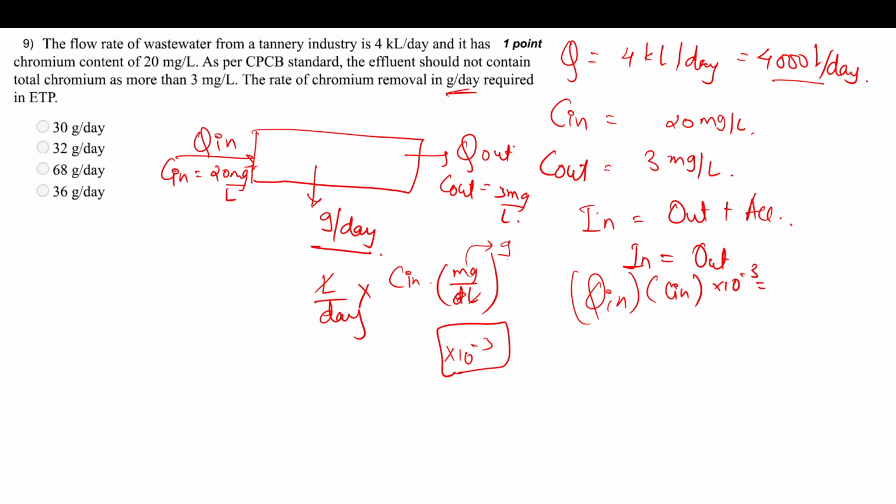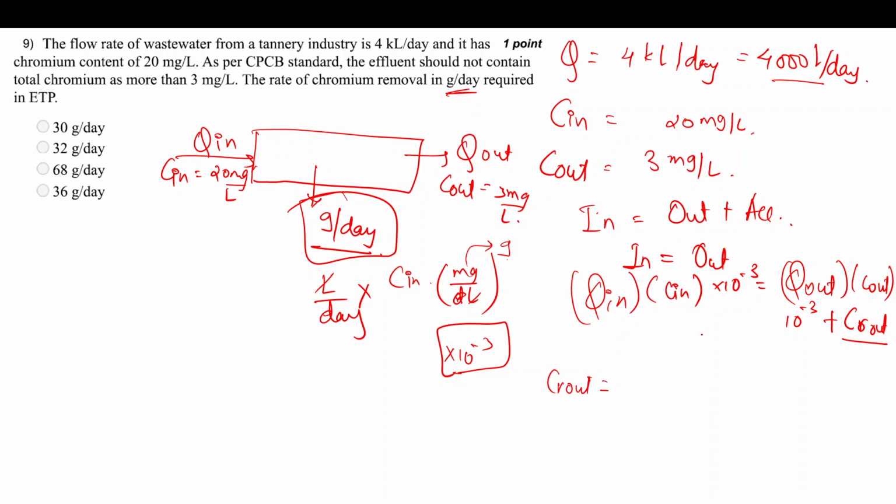Okay, so now there are two outstream streams, which is Q out into C out, and obviously there will be a factor of 10 to the power minus 3. And here this is the chromium, which is chromium Cr out that you need. Okay, so Cr out is nothing but, so Q in is given to you as 4000.